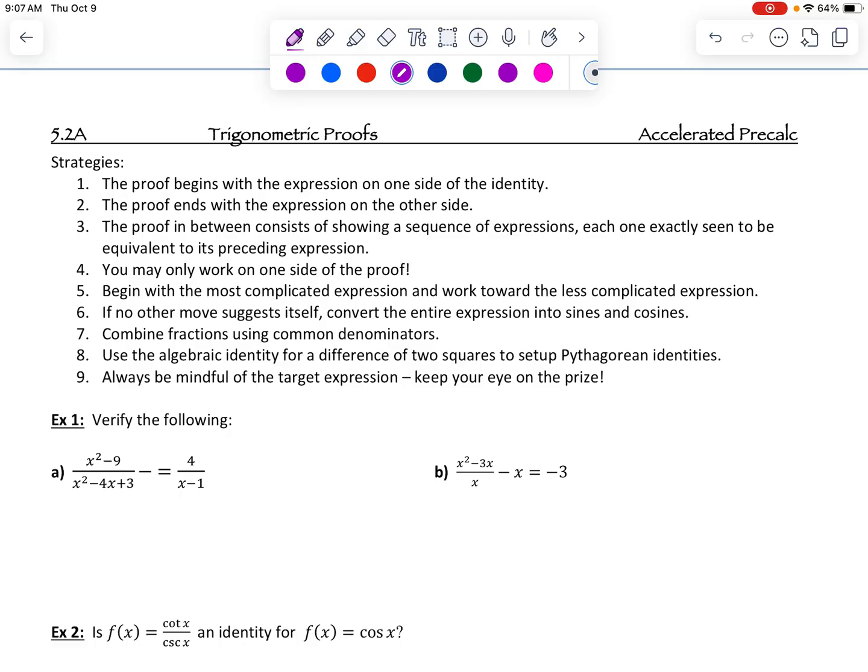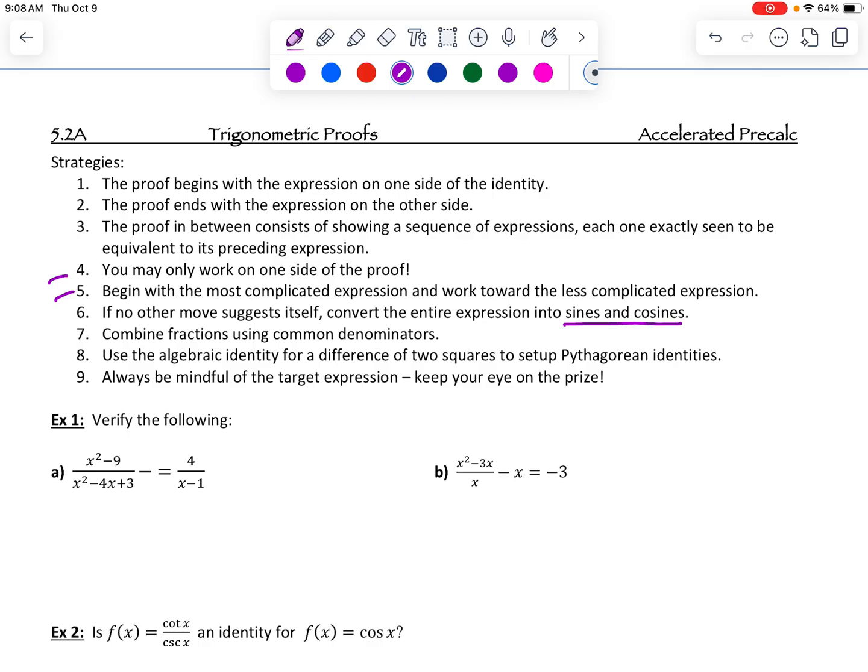Number 4, you may only work on one side of the proof. So we're just going to start with one side and work it through until it equals the other side. We're going to start with the more complicated expression and then work to the less complicated expression. There are times when it's hard to tell which one that would be, but that's what we would be doing. And if you don't see anything that you could do, one strategy that works a lot is to change everything to sine and cosine. That helps you see how you can simplify and get some stuff together.